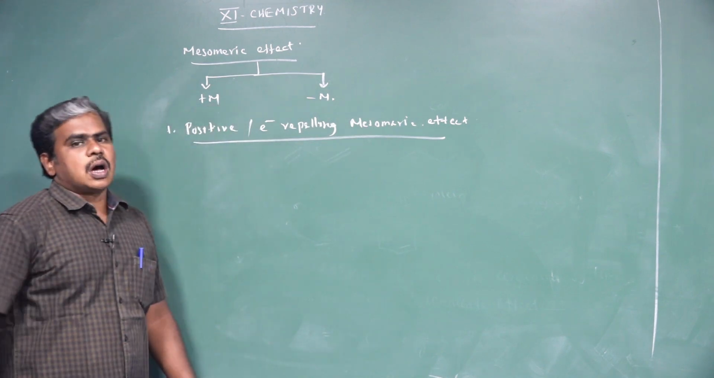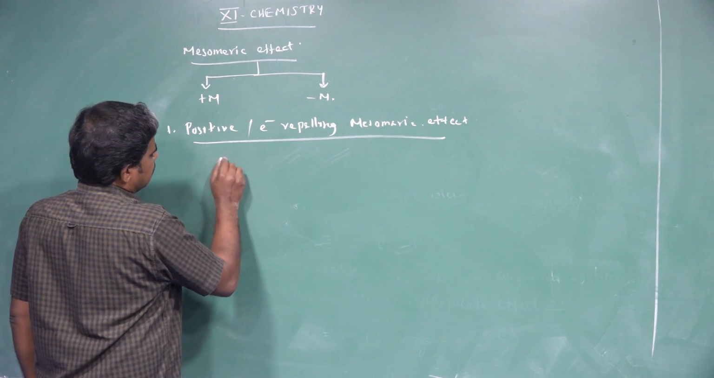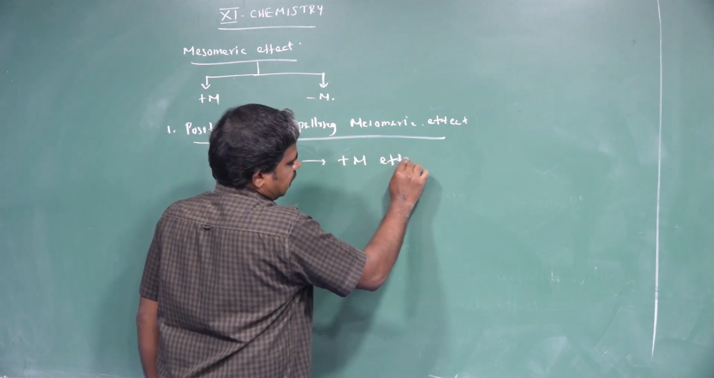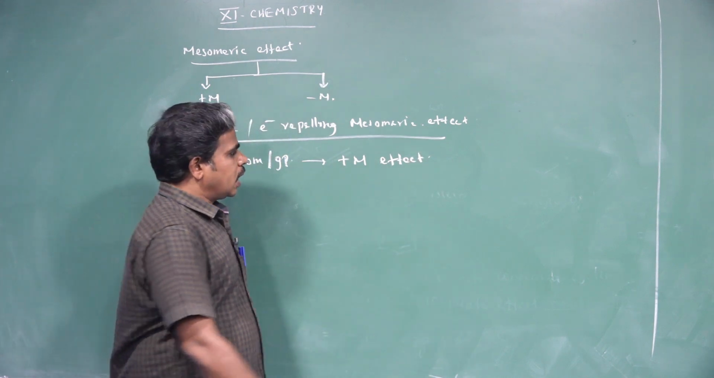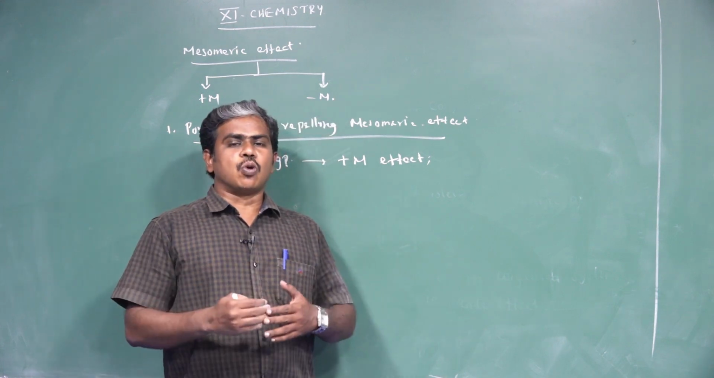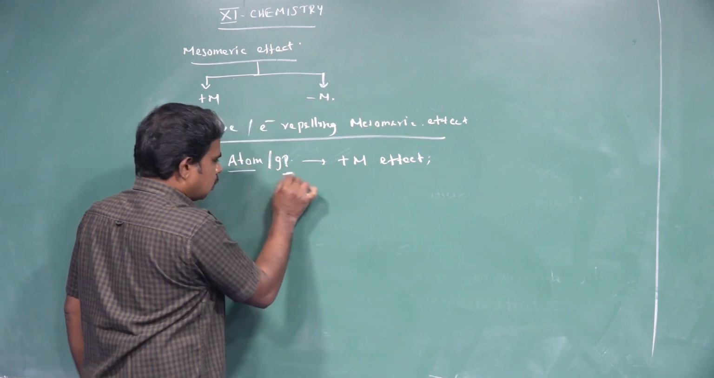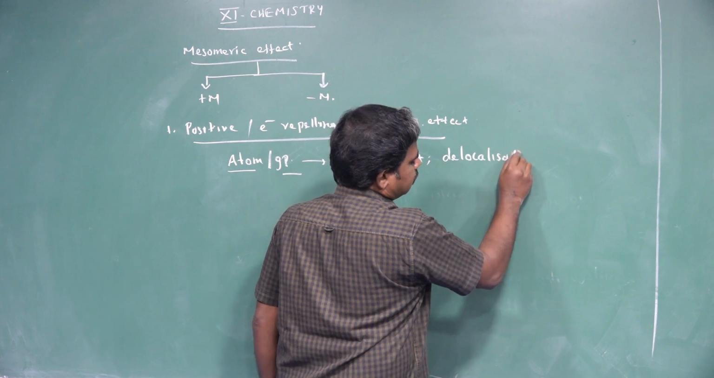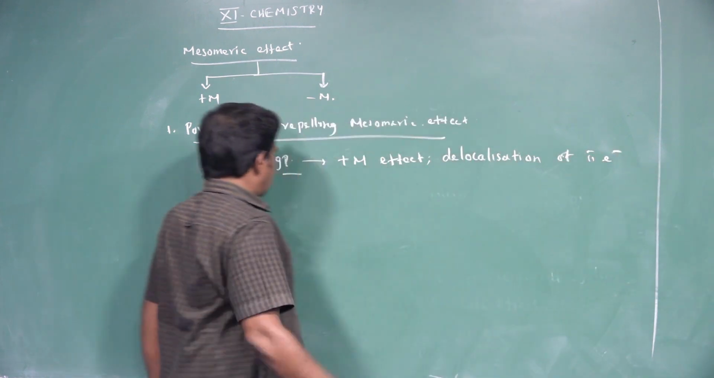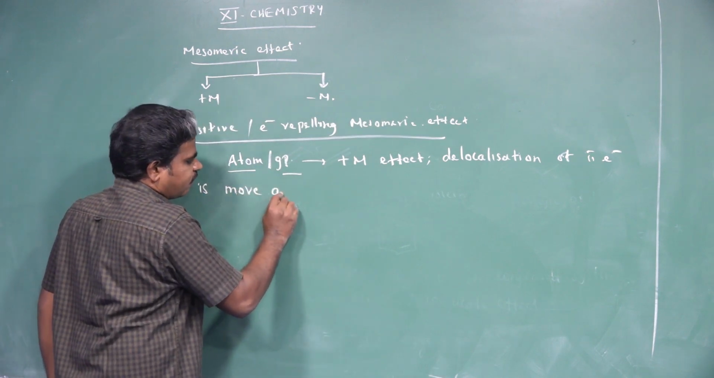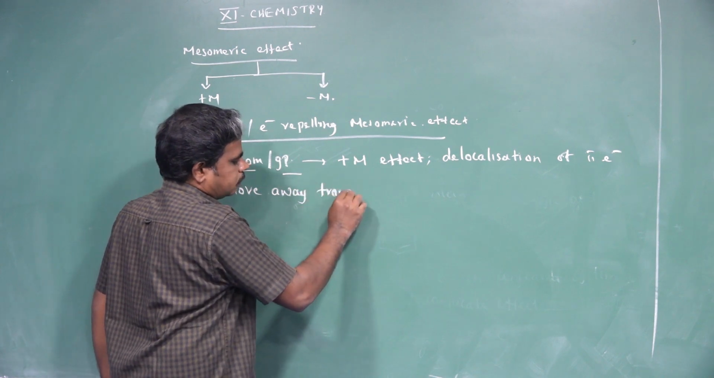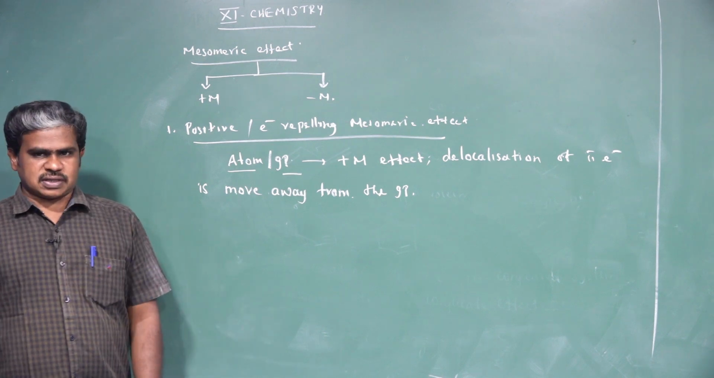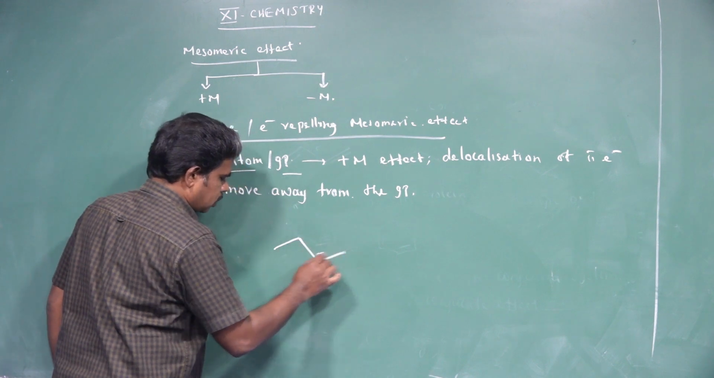So we take the positive or electron repelling mesomeric effect. If an atom or group is said to have a plus M effect, then the delocalization of pi electrons moves away from the group. Then it is known as the positive mesomeric effect. For example, we take 1,3-butadiene with an OH group.